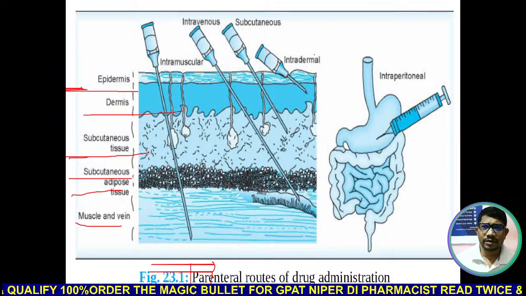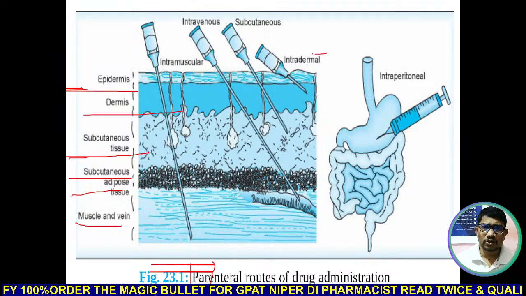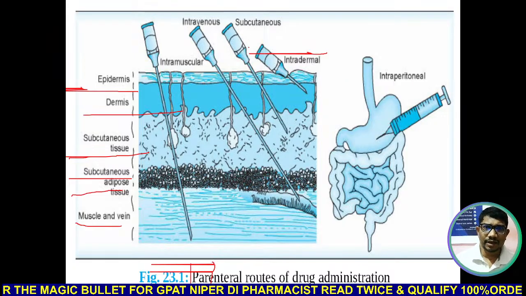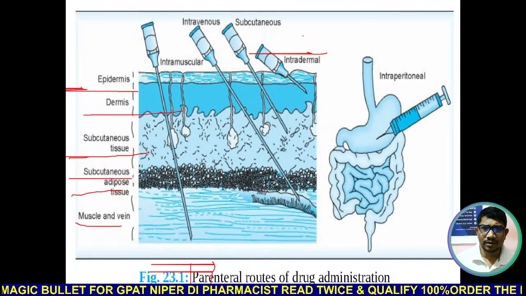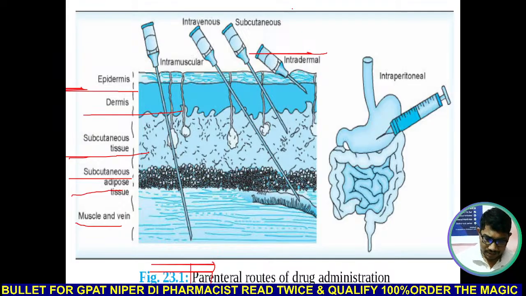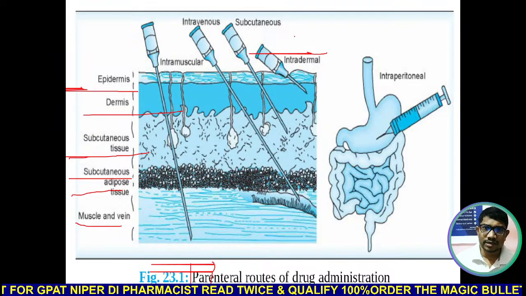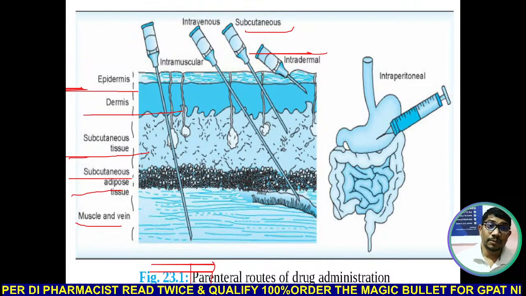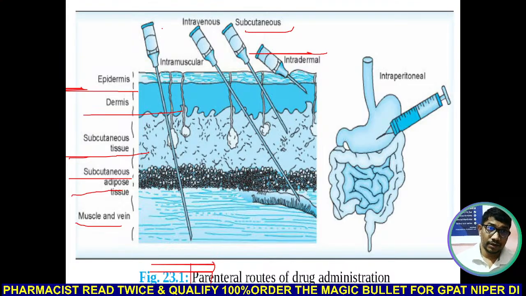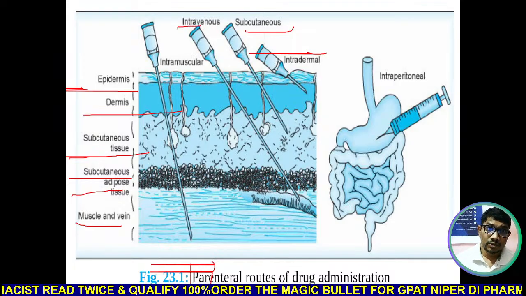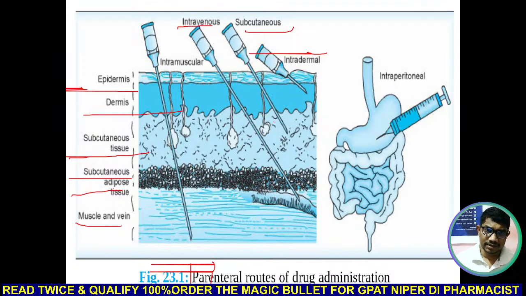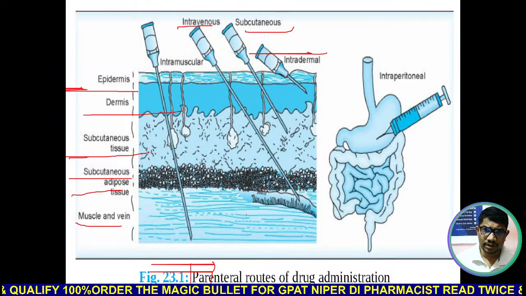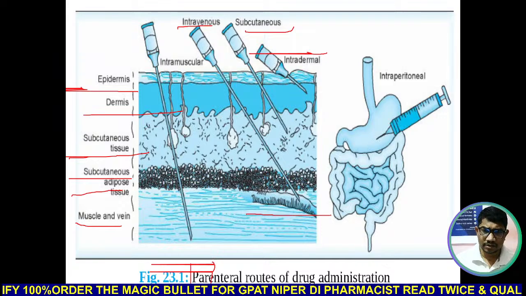Intradermal means injection that is given in the layers of skin, in the dermis of skin. Subcutaneous means injection is given below the skin, in the subcutaneous tissue. Then intravenous injection means what? A drug is injected into a vein, that should be intravenous injection.